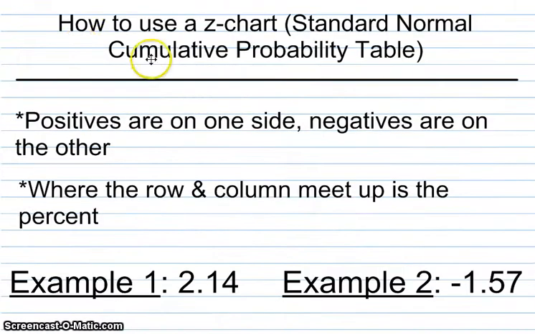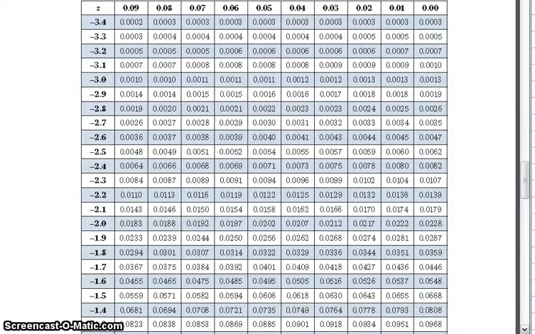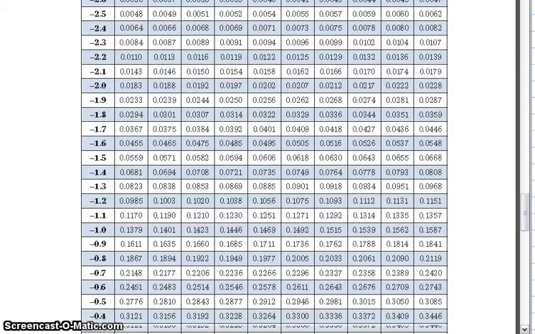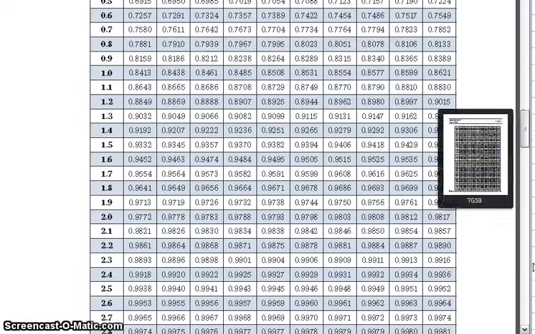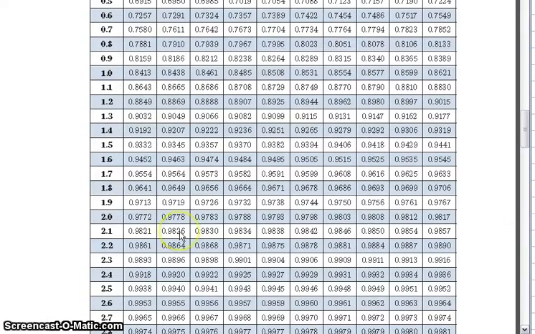So, moving on. How to use a z-chart, otherwise known as a standard normal cumulative probability table. A z-chart table is a lot easier to say. So, the way you read it is positives are on one side, negatives on the other. So, for example, here is a z-chart paper. You can see this one is all negatives because it's all starting with negatives here. If we keep scrolling down, you will see eventually that we will see positives. Let me go the other way. There we go, positives. One sheet all of positives, one sheet of all of negatives. There is a lot of them.